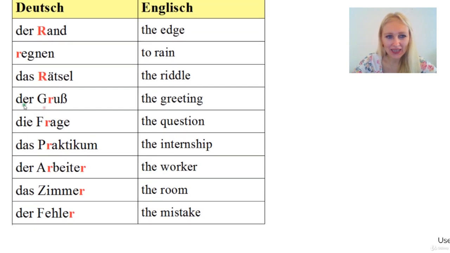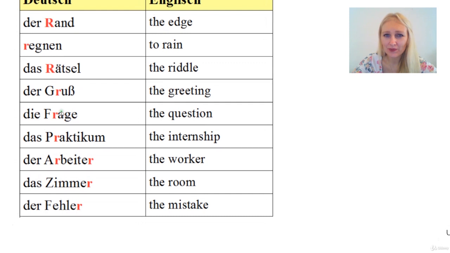Then der Gruß, der Gruß. Gruß. You could hardly hear the R actually. Die Frage, die Frage. Das Praktikum, das Praktikum. Praktikum.